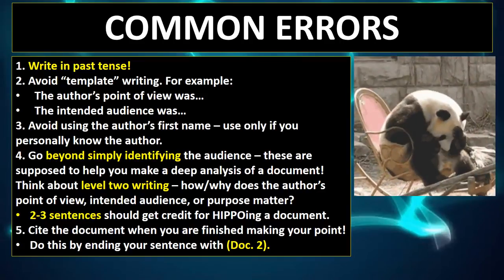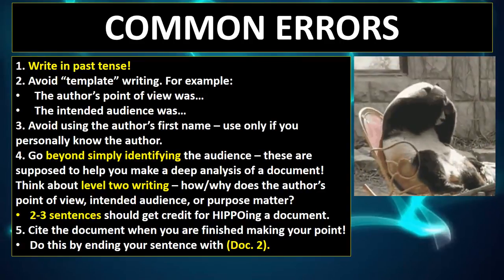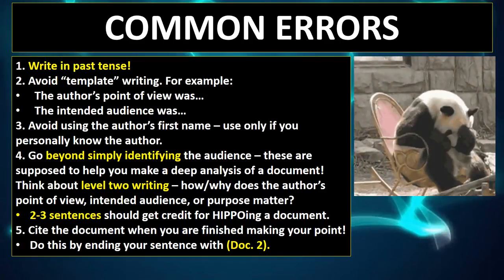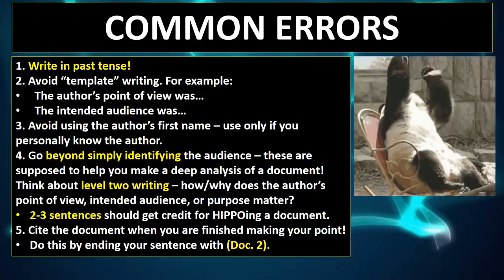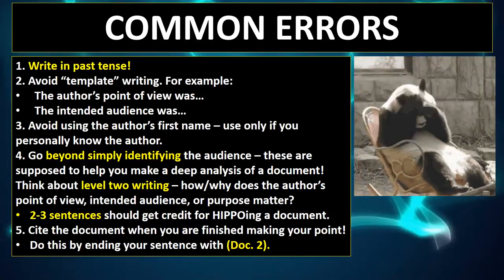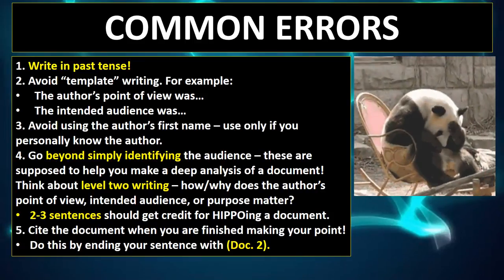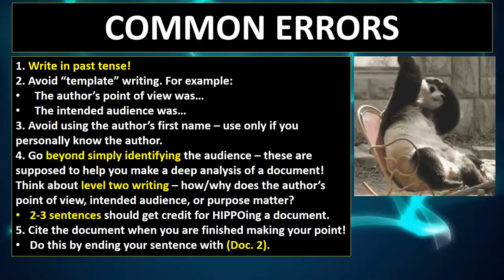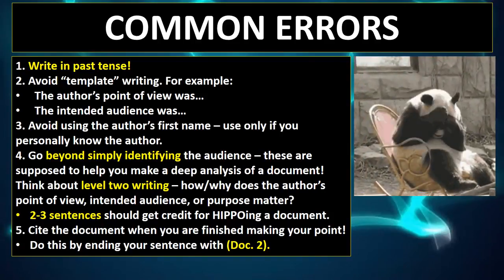Number 4, go beyond simply identifying the audience. These are supposed to help you make a deep analysis of the document. Think about level 2 writing. How and why does the author's point of view or the intended audience or purpose actually matter? 2 to 3 sentences for HIPPO should get you credit for it.